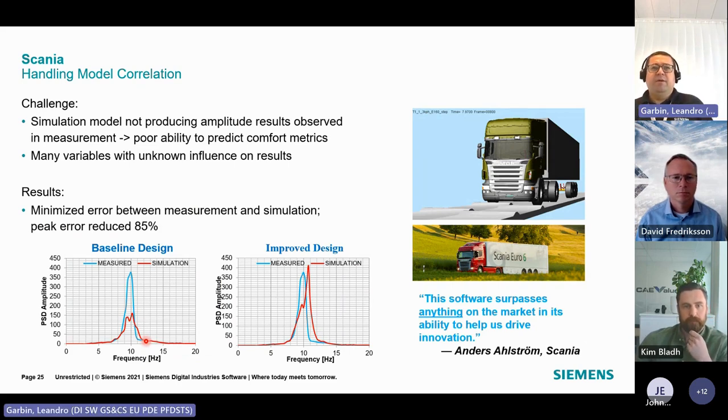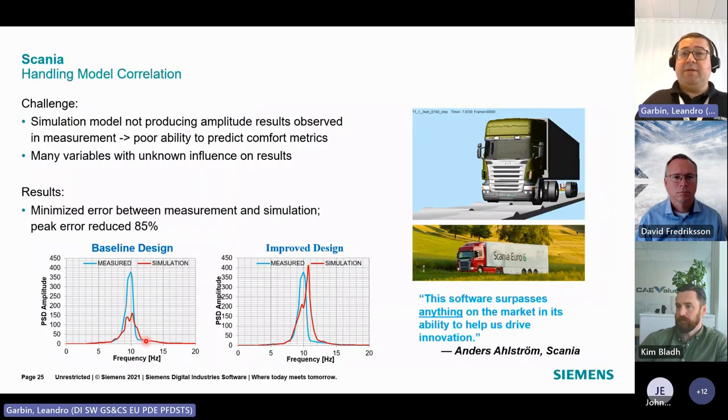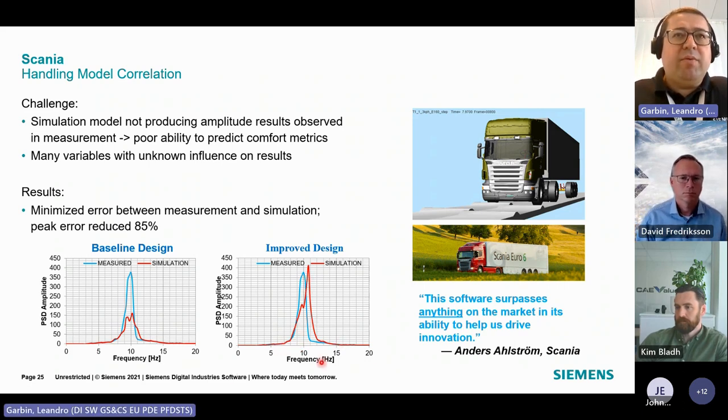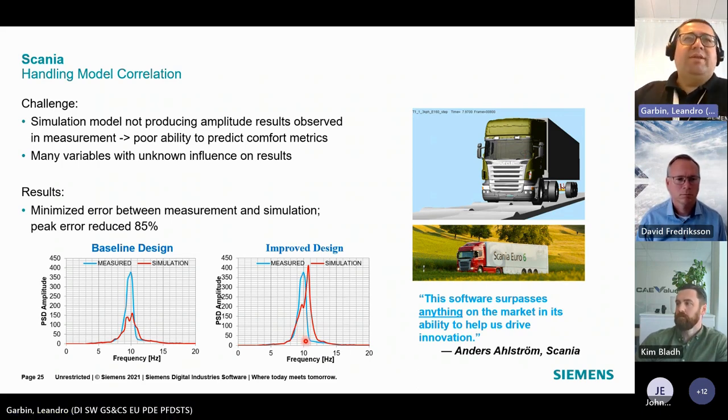As David mentioned before, CAE Value is a VI-grade reseller. VI-grade is a software for vehicle dynamics, and HEEDS has a connection with VI-grade. On that example, it is not using VI-grade, but it is using Adams Car. Scania in Sweden would like to make the better correlation between the baseline and the improved design. The idea over here is to correlate the metrics, correlate the curve, experimental and simulated analysis.